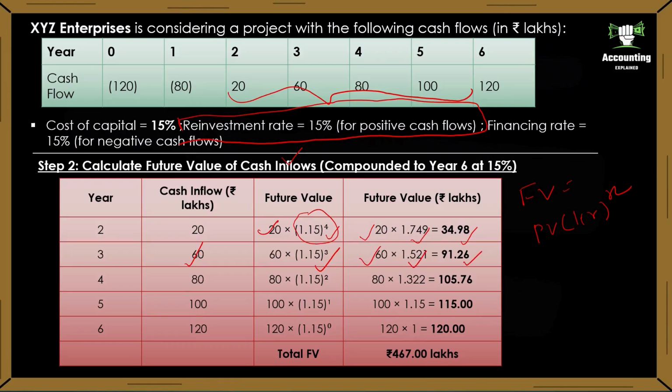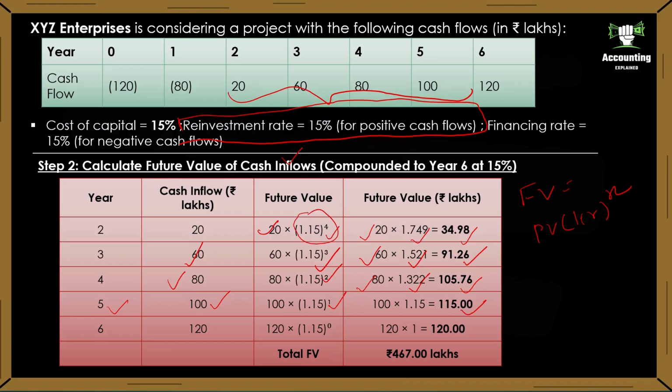Next, for year 4, it is 80. For year 4, you are going to have future value for the next 2 years, that is 5 and 6. So it will be 80 into 1.15 to the power of 2. 1.15 to the power of 2 is 1.322 into 80 is 105.76. Year 5, 100. So you are going to find future value only for 1 year because the 6th year is the last year. 100 into 1.15 to the whole power 1 is 115.